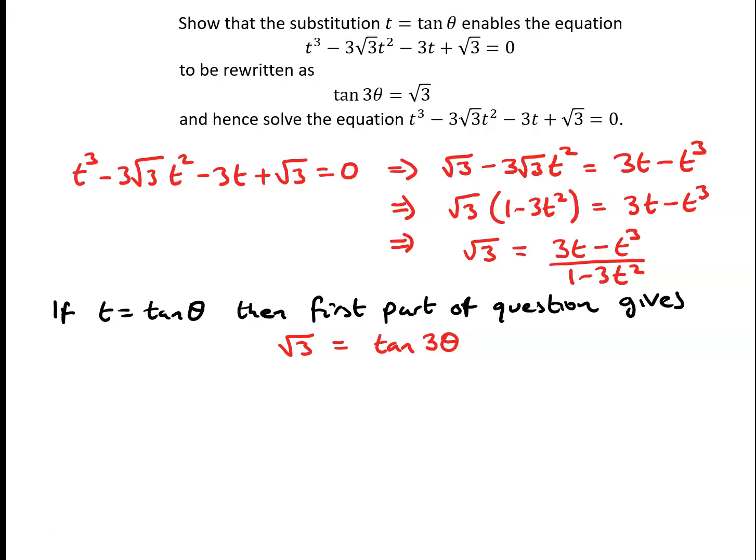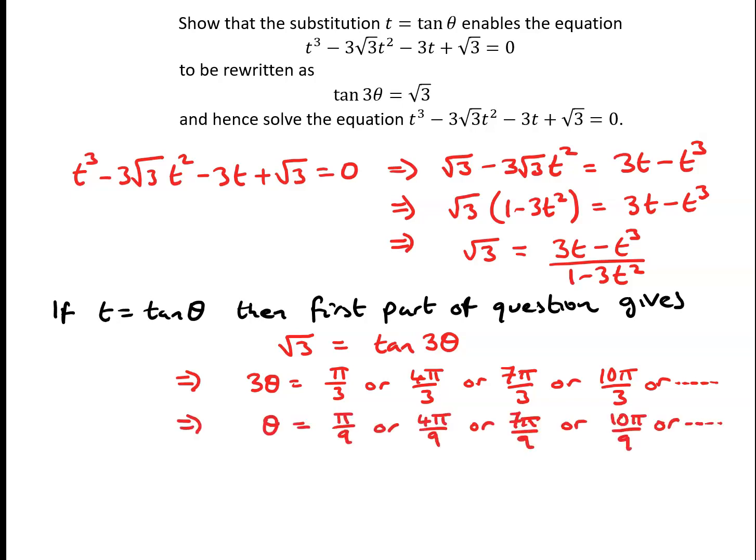Now, if tan 3 theta equals root 3, then 3 theta could be pi by 3. It could be pi by 3 plus pi, so that's 4 pi by 3. It could be pi by 3 plus 2 pi, which is 7 pi by 3. It could be pi by 3 plus 3 pi, which is 10 pi by 3, etc. So theta could be pi by 9, or 4 pi by 9, or 7 pi by 9, or 10 pi by 9, etc.